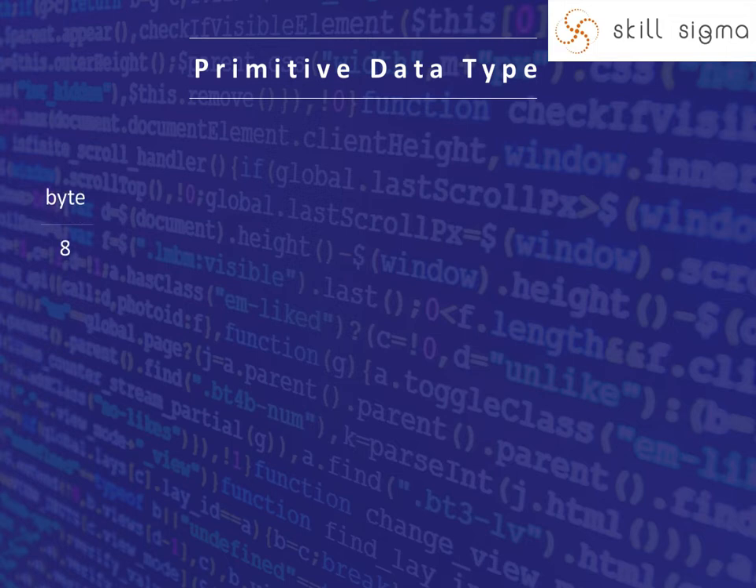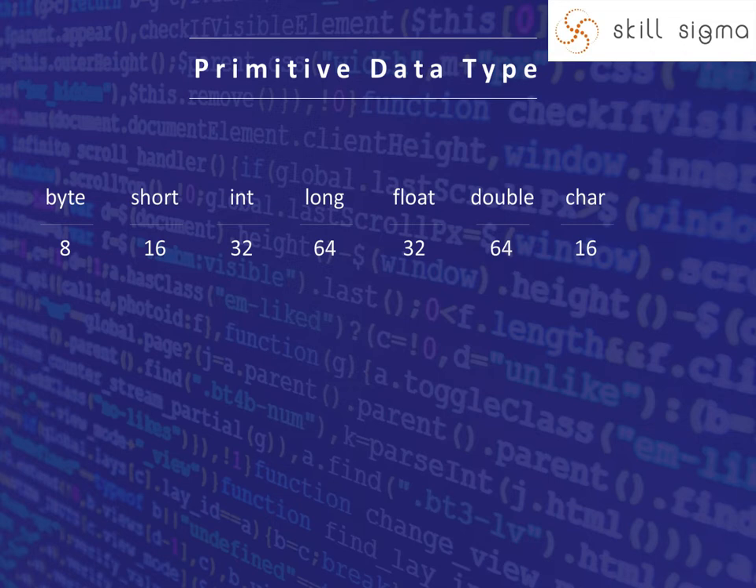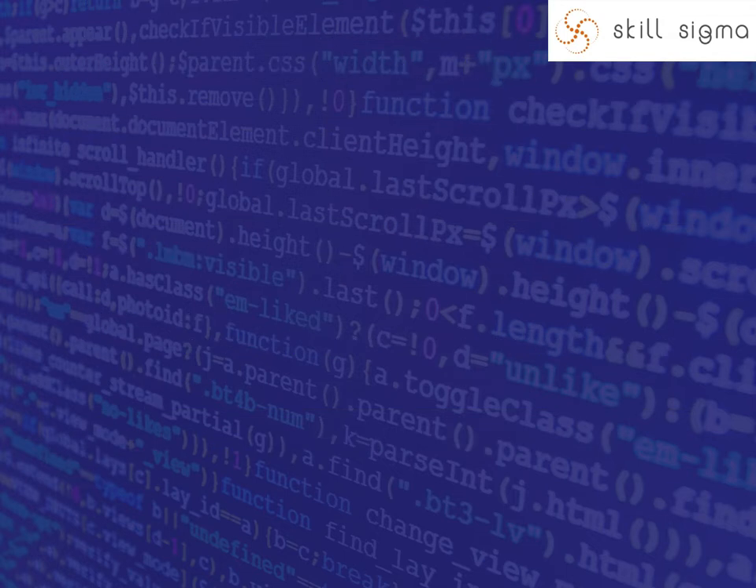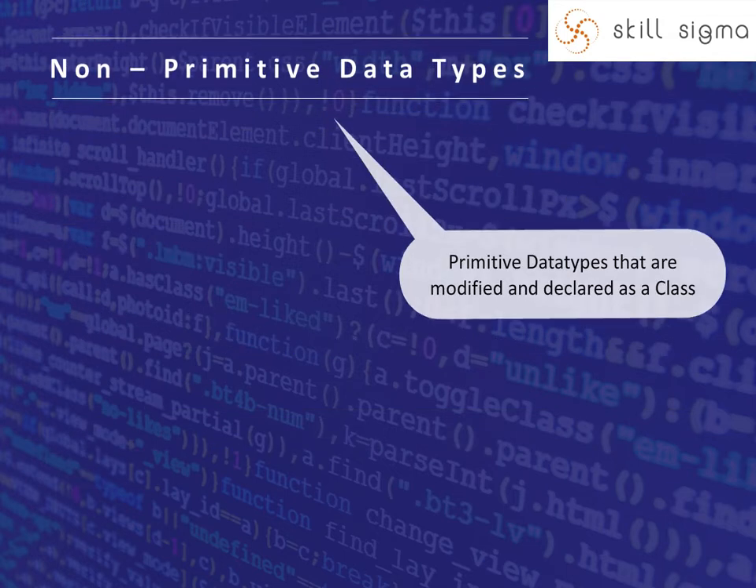For example, something like a byte consumes 8 bits, a short consumes 16, an int takes 32 bits, long takes 64 bits, a float takes 32 bits, a double takes 64 bits, a char takes 16 bits, and a boolean consumes 1 bit. Ever since programming evolved, these are data types that are being used, and therefore we call them the primitive data types.